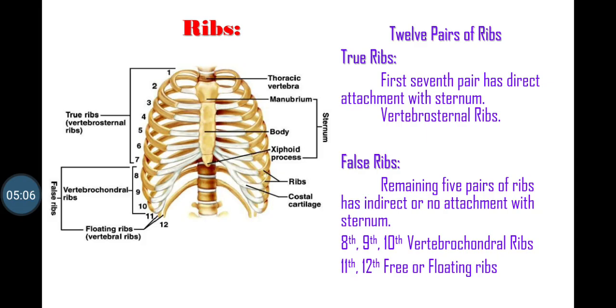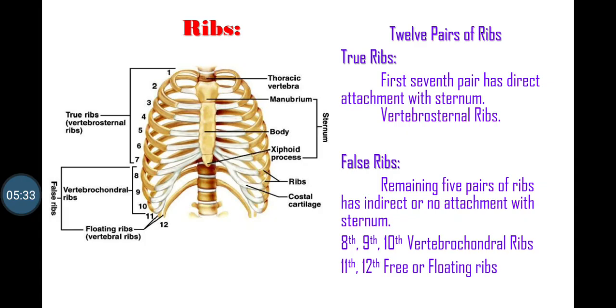The remaining five pairs of ribs have indirect or no attachment with the sternum by costal cartilage, named false ribs. The 8th, 9th, and 10th pairs of the false ribs attach with each other and then with the cartilage of the 7th pair of ribs. The 8th, 9th, and 10th pairs of the false ribs are named vertebrochondral ribs.